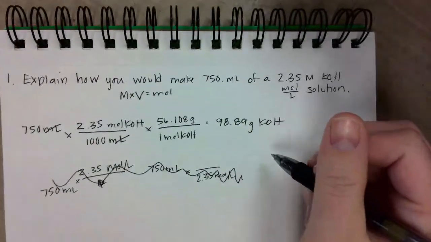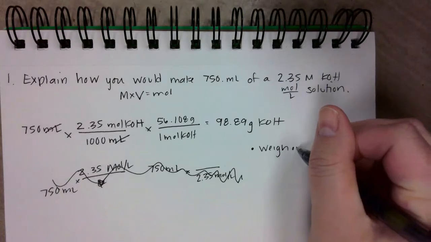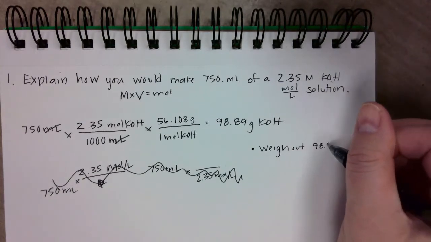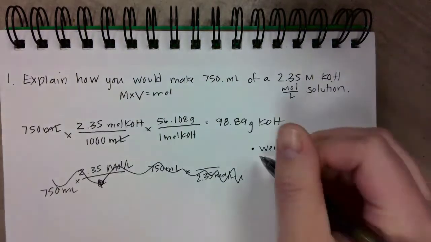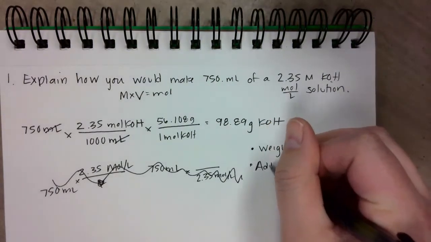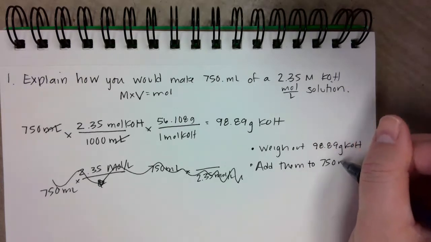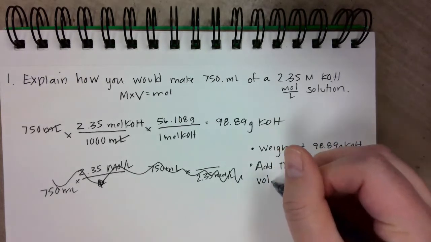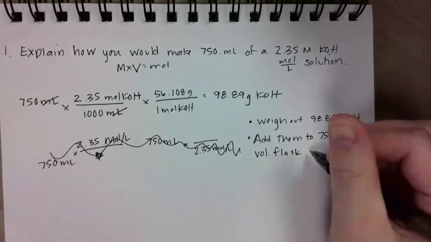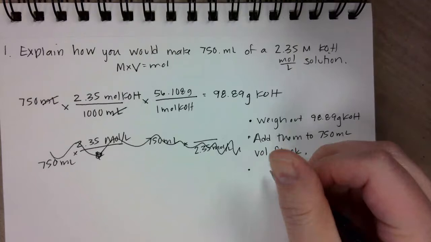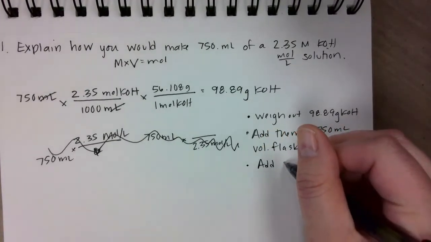Okay, so it asks to explain how you're going to make that solution. So I would just put in a little procedure. So I would say weigh out 98.89 grams of KOH. Okay. Then I would add them to a 750 milliliter volumetric flask, and I'm just going to put vol flask there. Okay. Then you are going to add, and probably deionized water.